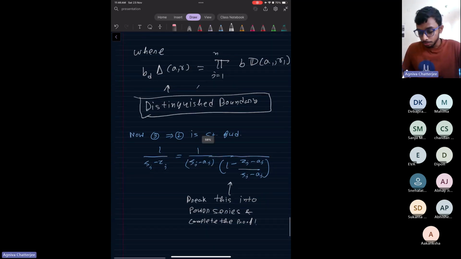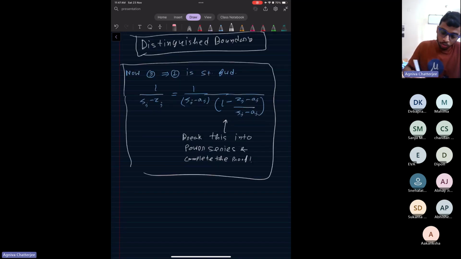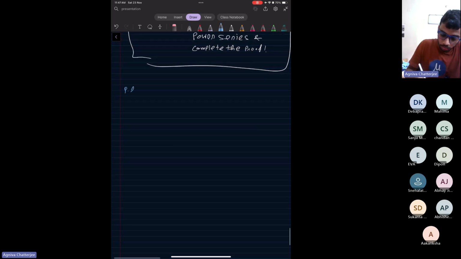So that's the main point. And how do you prove the Cauchy integral formula? I'm not going to give a full proof of it. This can be given as a very easy exercise.